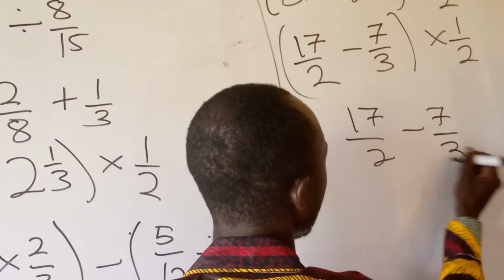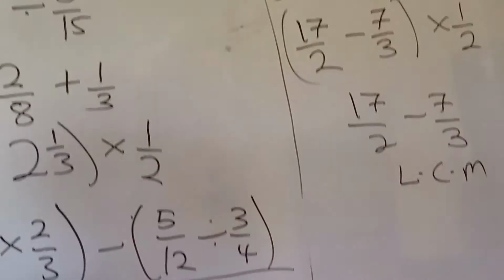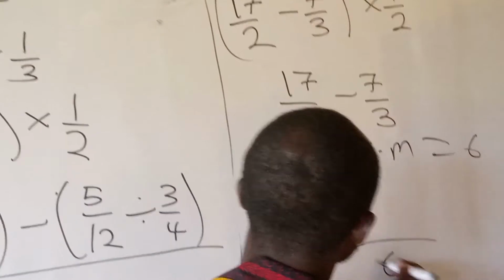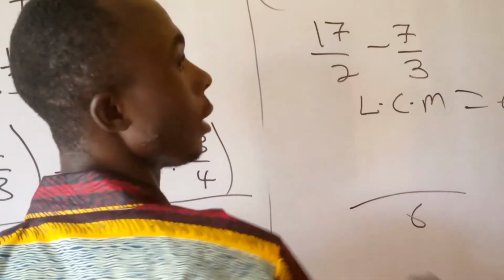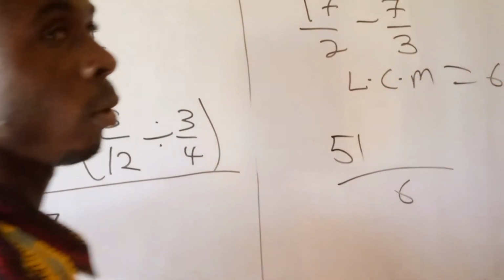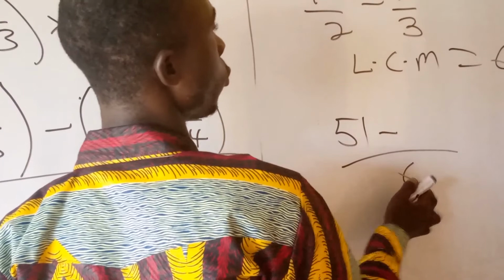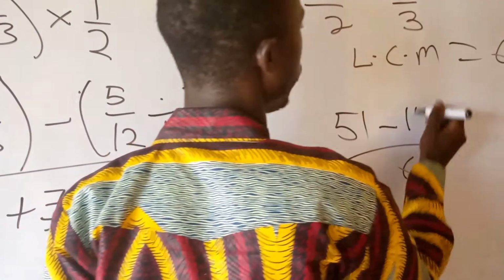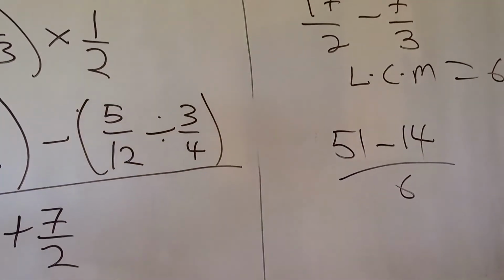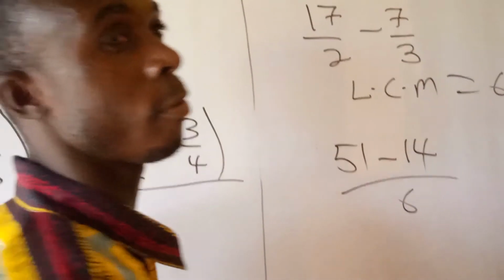And for subtraction of fractions, we find our LCM. And the LCM here is what? 6. So 2 goes into 6, how many? 3. 3 times 17 is 51. You can check. Minus 3 goes into 6, 2. 2 times 7 is what? 14. And 51 minus 14, we are getting 37. You can take your calculators and verify.